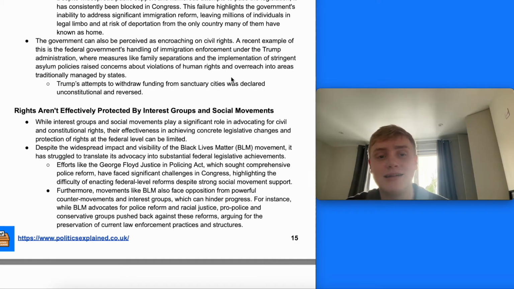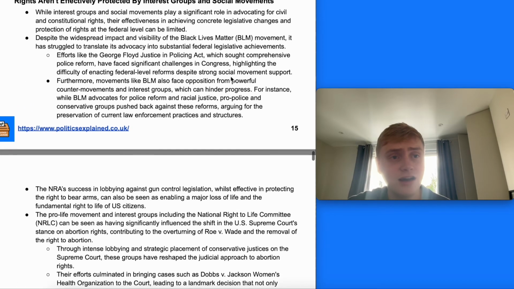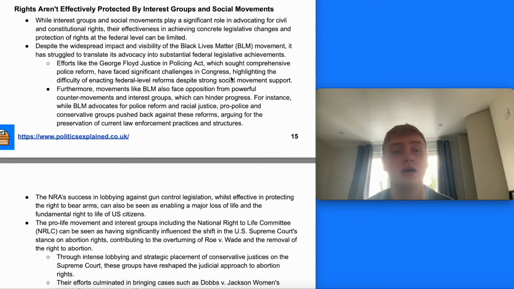Further, the government can be perceived as encroaching on rights, and a recent example of this is the federal government's handling of immigration enforcement under the Trump administration, where measures like family separations and the implementation of stringent asylum policies raised concerns about the violation of human rights and overreach into areas traditionally managed by the states. And finally, it can be argued that rights aren't effectively protected by interest groups and social movements. Whilst they play a significant role in advocating for civil and constitutional rights, their effectiveness in achieving concrete legislative changes and the protection of rights at a federal level can be seen as limited.